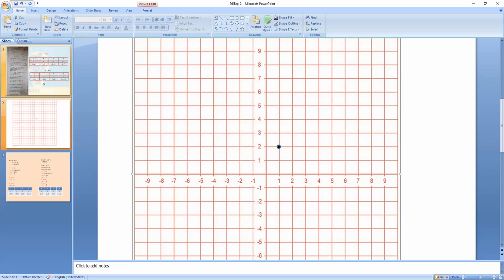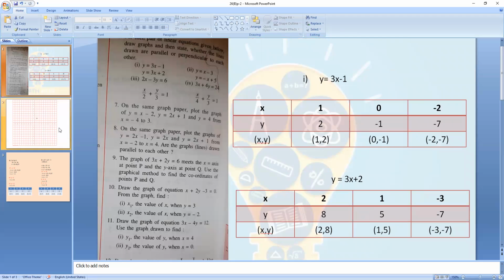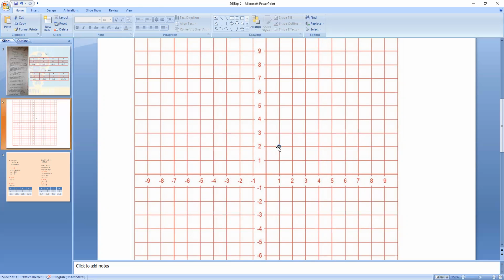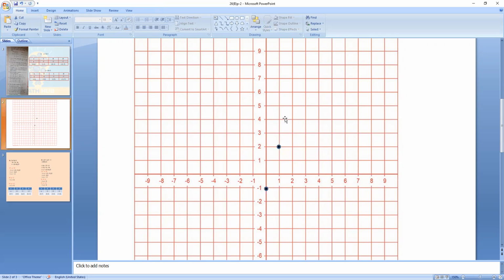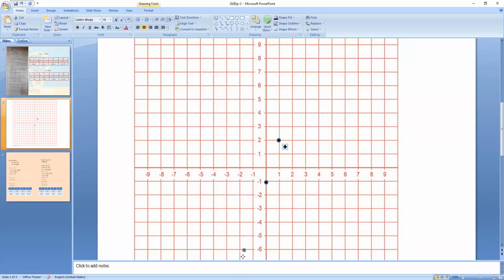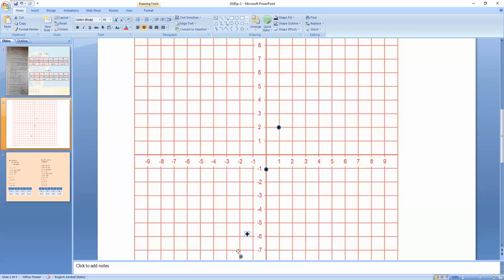Next, another point is 0 comma minus 1. So, where will you get that point? See, x is 0, so you'll get it on y-axis. So the required point is this one, right? So this is 0 comma minus 1. And the third point is minus 2 comma minus 7. So x is minus 2 and y is minus 7, right? Sorry, it is minus 7. So minus 2 comma minus 7, you'll get it over there.